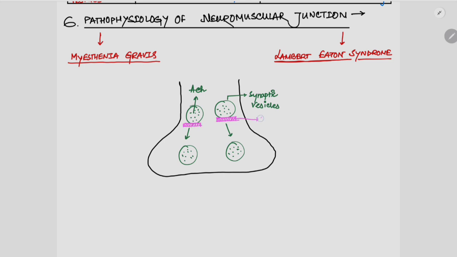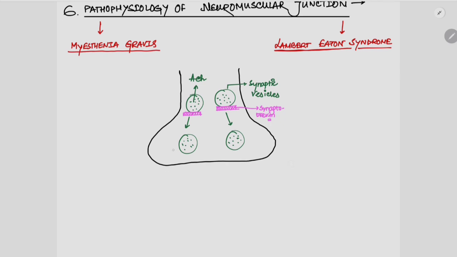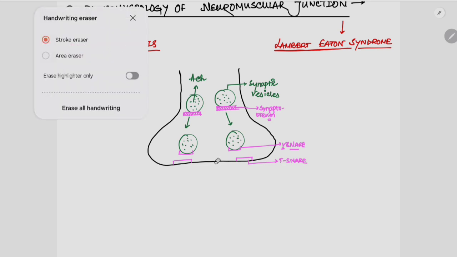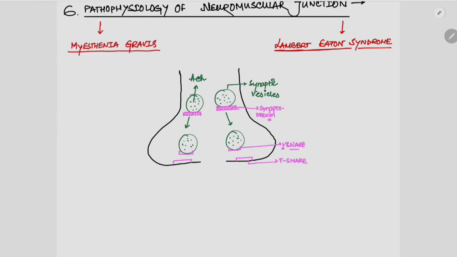So this is synaptobrevin, and there are two snare proteins, V snare and T snare. V snare is the vesicle snare protein attached with the vesicles, and T snare is attached to the terminal. When these proteins merge, the axonal terminal opens up, the vesicles merge with it, and the acetylcholine is released into the synaptic or neuromuscular cleft.